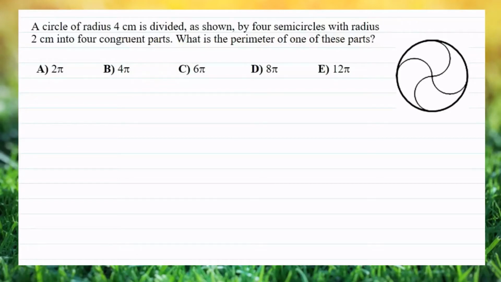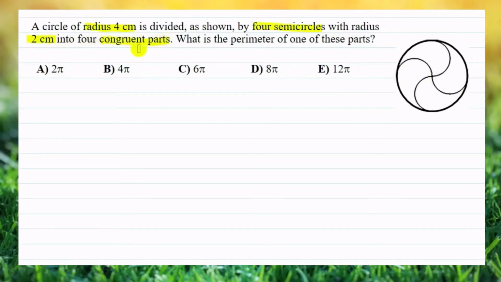Everyone, here goes the explanation. The question says that a circle of radius 4 centimeters is divided, as shown, by 4 semicircles. We can see a circle that is divided by 4 small semicircles. There are 4 in total, with radius 2 centimeters, into 4 congruent parts.